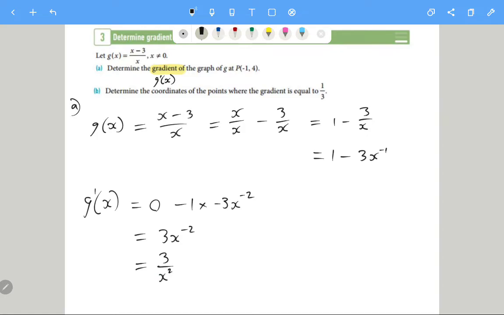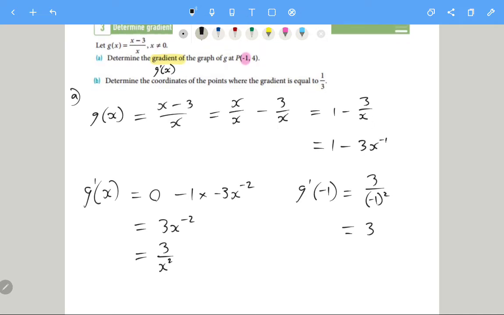Now that doesn't finish the question because it actually wanted us to find the gradient of the graph at the point (-1, 4). But if we have a look at that, this function only deals with x. So I just need to substitute in the x coordinate, and that's going to be enough. So g'(-1) is equal to 3 on (-1) squared. Negative 1 squared is just 1, and so the gradient is going to be 3. So the gradient at (-1, 4) is 3. Alrighty, so let's have a look at B.